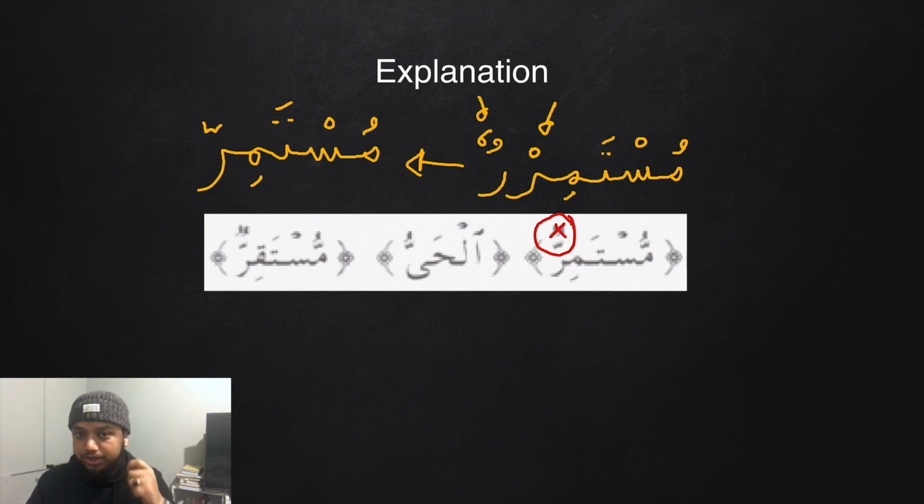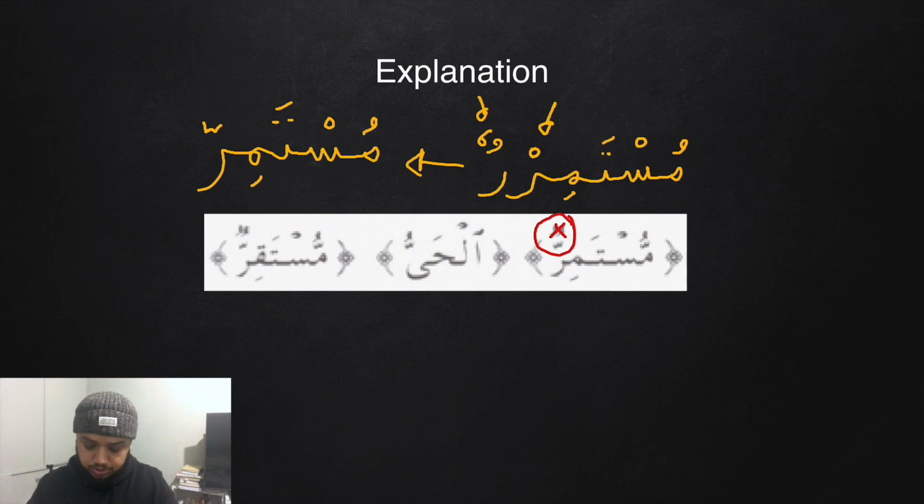You can hear I'm raising my voice slightly in order to emphasize that there is a shaddah there, in order to emphasize that I'm stopping on a mushaddada letter, a letter that has a shaddah on it. I have to raise my voice slightly, and this is called nabr. So instead of saying mustamir, I'm saying mustamir. I'm raising my voice slightly, I'm doing nabr.